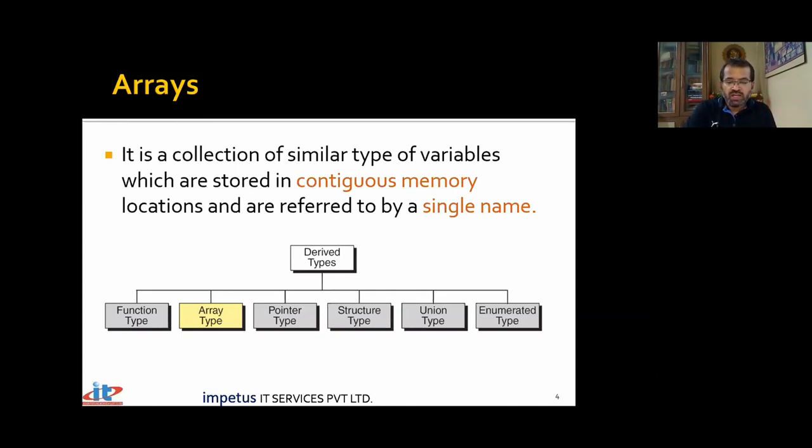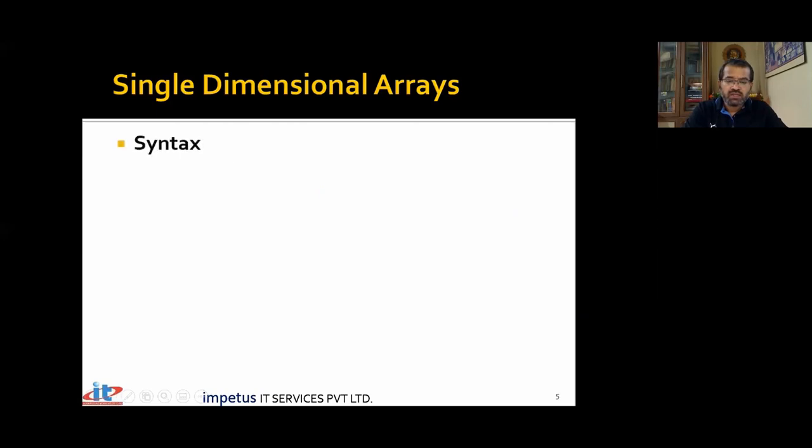So when we talk about derived types, there are various derived types. Function type we have seen. Array type is what we are discussing. After arrays, I'll go ahead with the concept of pointers, structures, unions, enumeration, and this could be the end of our C course as well. So there are different derived types we are going to look at. One derived type that we'll explore today is the concept of array type. What we are going to look at today is the concept of a single dimension array. Now let's see how single dimension arrays are created.